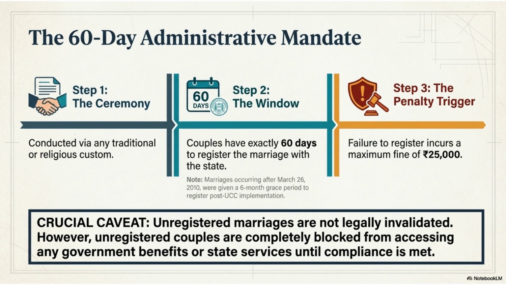Marriages must be registered with the state within 60 days of the ceremony. Failure to register incurs a fine of up to 25,000 rupees. While unregistered marriages are not legally invalidated, couples are blocked from accessing government benefits and state services until compliance is met.